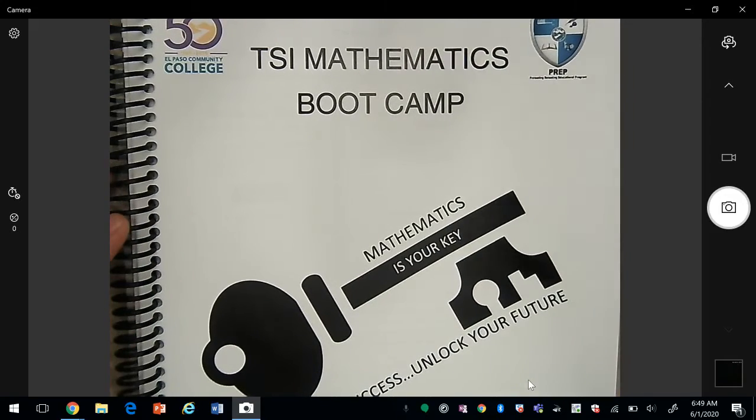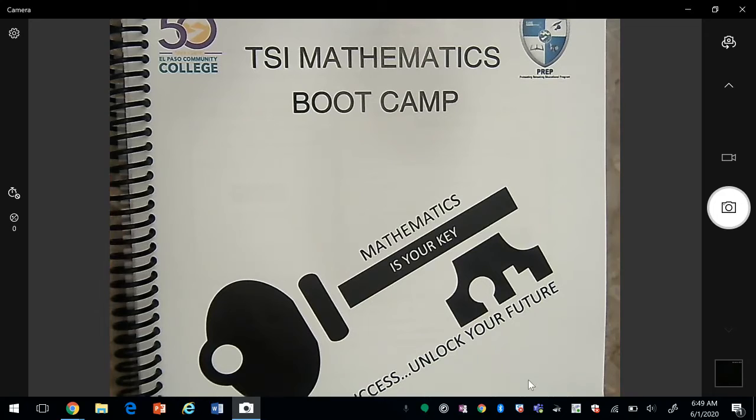Mathematics is success, unlock your future. By enrolling in our TSI Boot Camp, you have taken the first step in improving your TSI scores. And I just want to say that the TSI scores you get do not mean that you cannot be a doctor, an engineer, a nurse, or a teacher. The scores are only there to help you place into our classes.